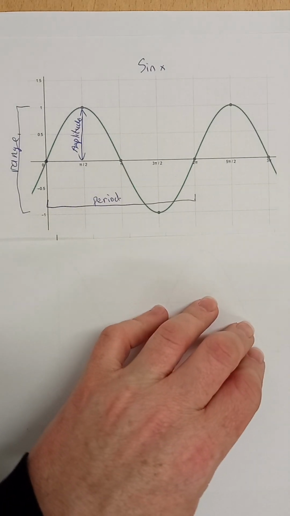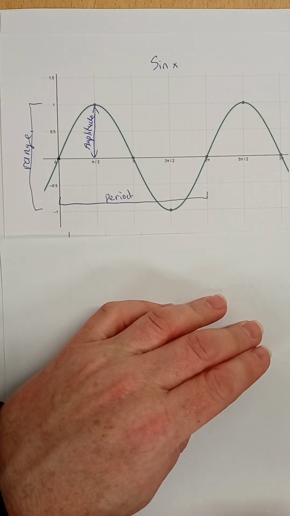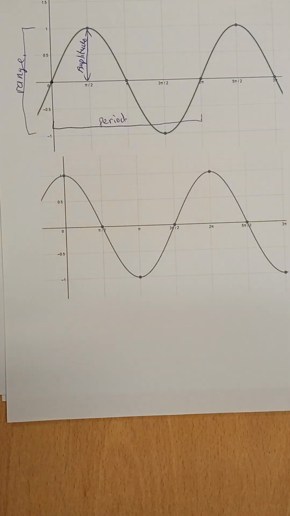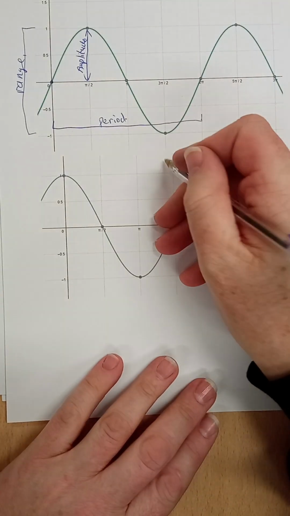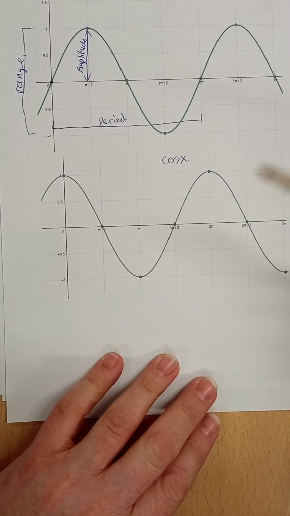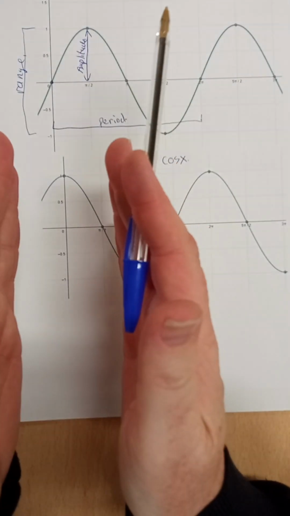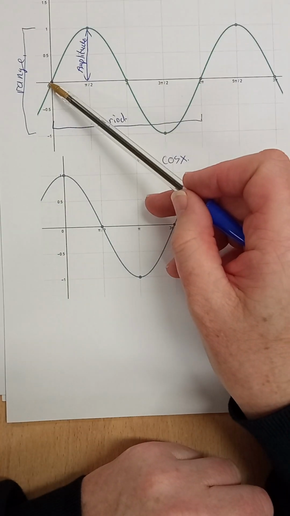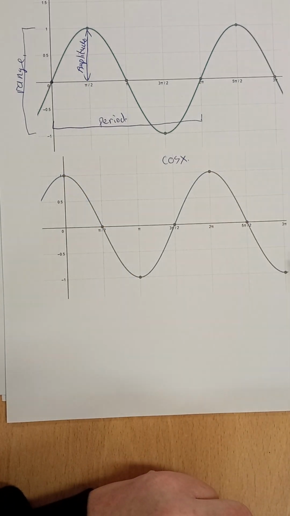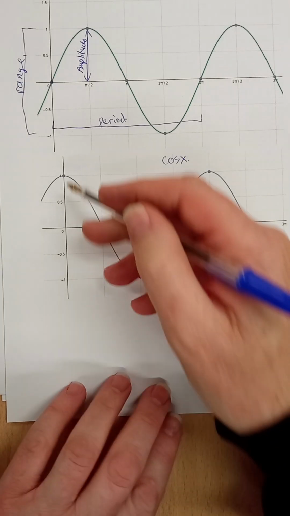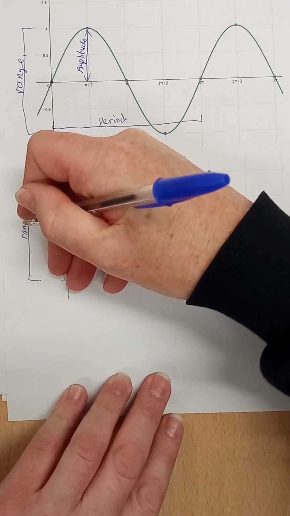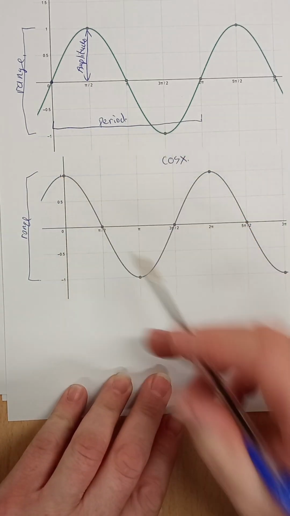So I'm going to get you to have a look now at a second one. The second one looks very similar. This one is the cos x function. Okay? So you notice the only difference is it's being shifted this way. So instead of starting at 0, it starts at 1, then dips down, and then repeats. So let's work out its range. Its range is still the same, -1 to +1.